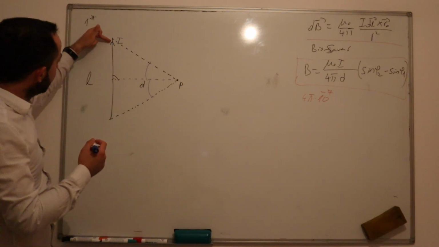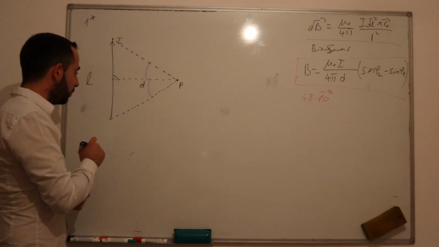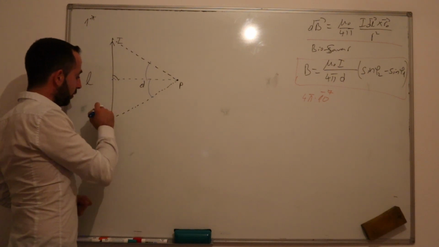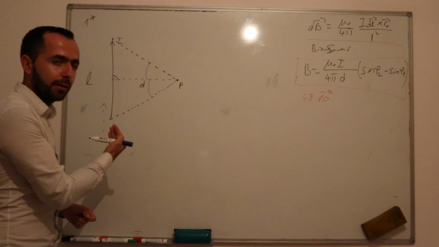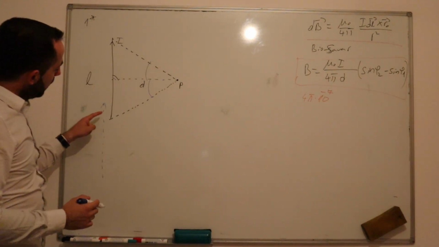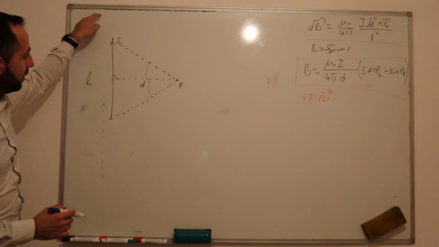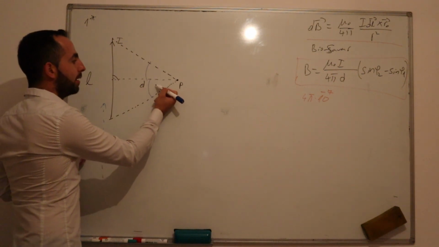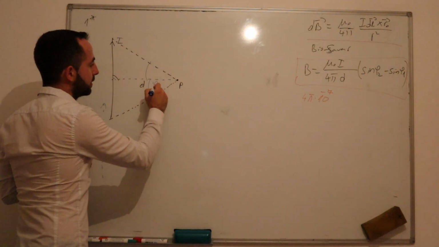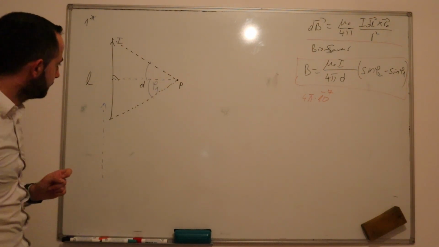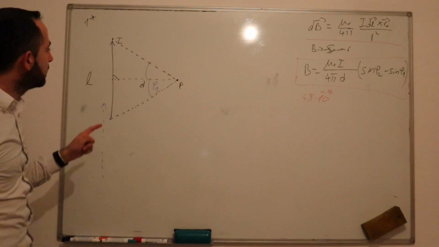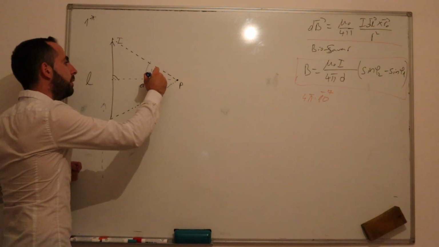We see this is the direction of current, so it means the current flows from above to up. If current flows this way, we see this is the first angle, phi1. And this is the angle phi2.